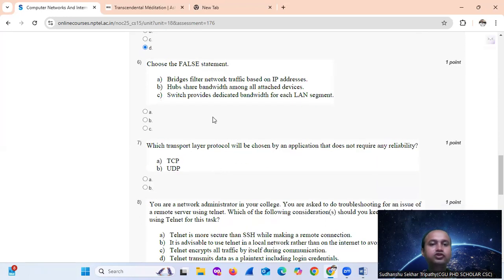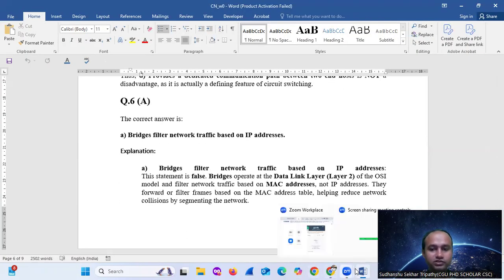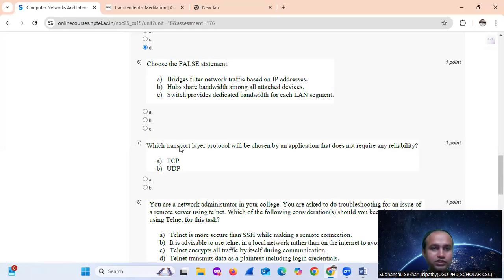Question number 6, choose the false statement. So the false statement is option number A. Bridge filter network traffic based on IP address. Why is this false? This is false, why is it false?